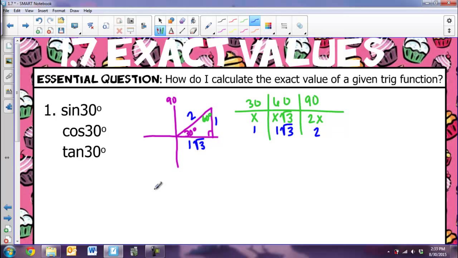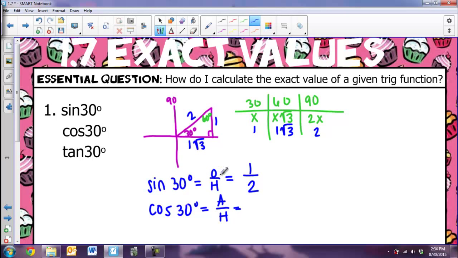Now if I go ahead and find those trig values, sine of 30 degrees would be your SOHCAHTOA, so opposite over hypotenuse. The opposite of 30 is 1 over the hypotenuse, which is 2. Your cosine of 30, same deal, is adjacent over hypotenuse. My adjacent to the 30-degree angle, remember we're dealing with that angle, is root 3 over 2.